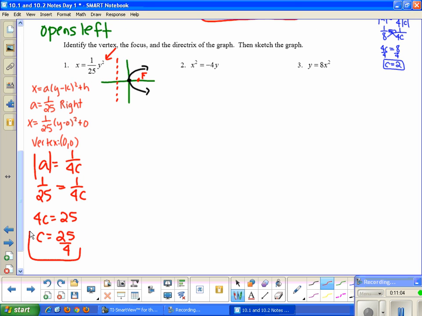So now that I know that C value distance, so that's the distance from here to here, my focus is to the right, so I'm adding to my vertex x coordinate 25 over 4. So this is going to be 25 over 4 comma 0, because we don't change the y coordinate for my focus. And the directrix is now x equals, since it's on the negative side, negative 25 over 4.